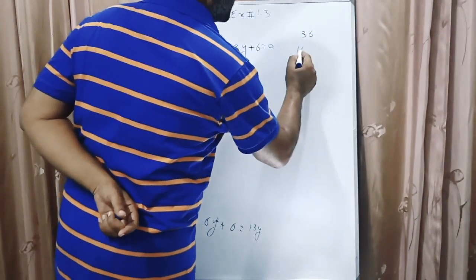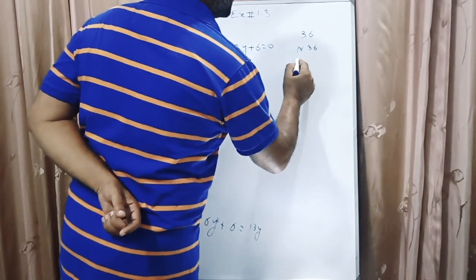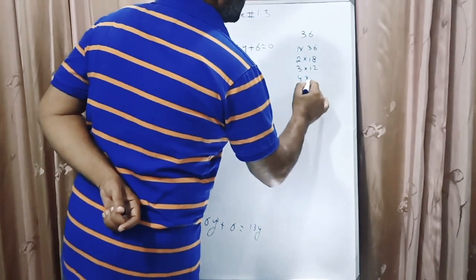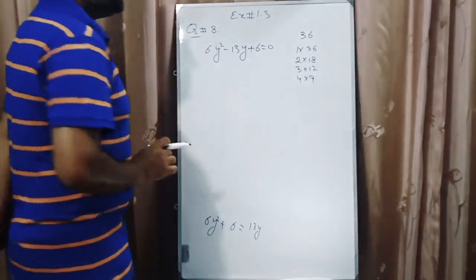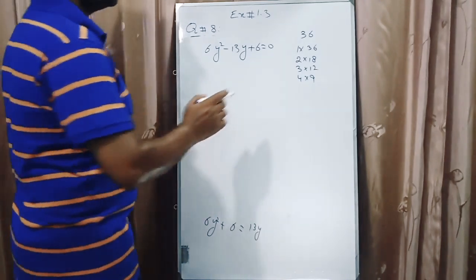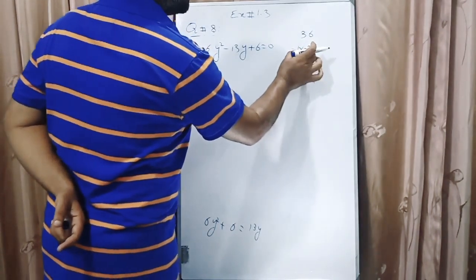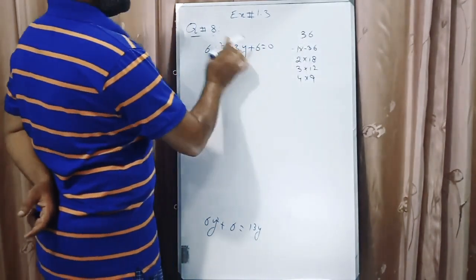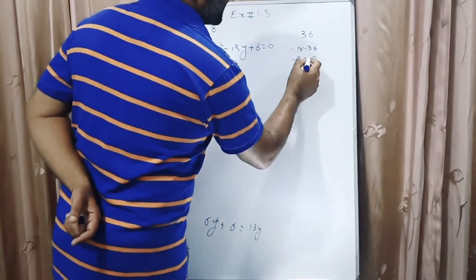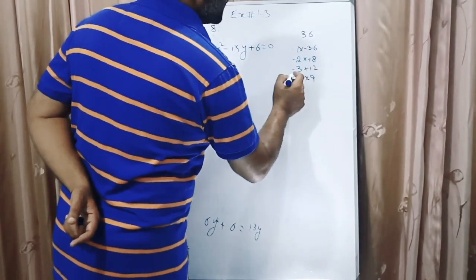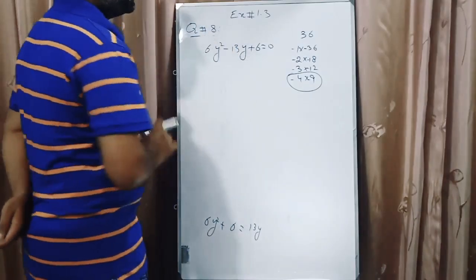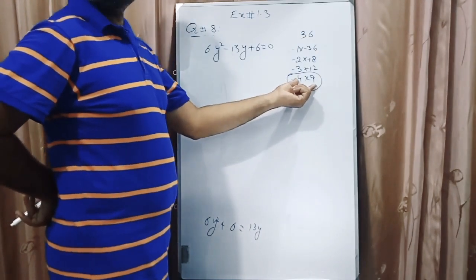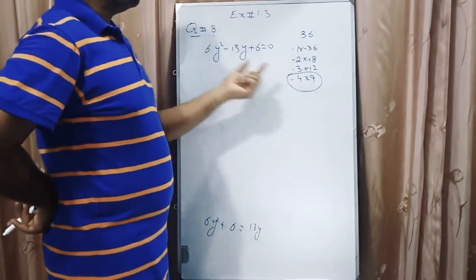So I will write all the factors, that will be 1 multiplied by 36, 2 multiplied by 18, 3 multiplied by 12 and 4 multiplied by 9. In the middle there is a minus sign, so I have to put the minus sign with both the factors, because when we multiply a negative number with a negative number we will get a positive number, and when we sum up both the numbers we will get a minus number. So put minus with all the factors, and if you think carefully the last pair of factors will be applied here, because the product of the last pair will be plus 36 and the sum of the last pair of factors will be minus 13.